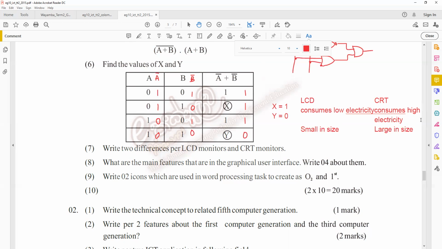What else? LCD is expensive. This is cheap. Since LCD is small, it's light, and CRT is heavy. So likewise, you can compare the differences between the CRT and LCD.